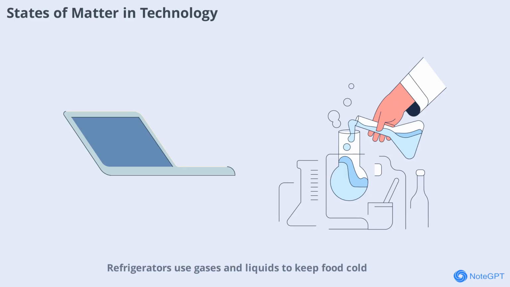Technology uses different states of matter in amazing ways. Refrigerators use gases and liquids to keep food cold. Plasma is used in TVs and neon lights. Solids like metals and plastics make up our devices. Understanding states of matter helps us invent and improve technology.